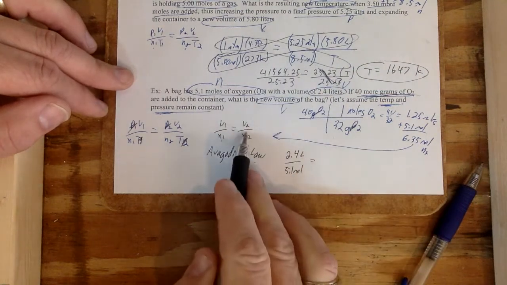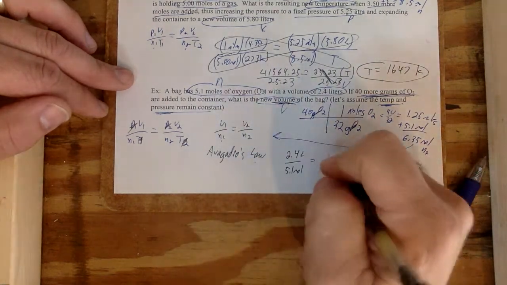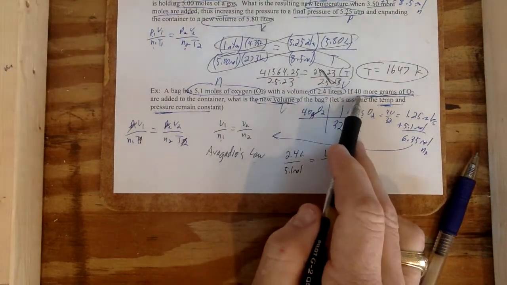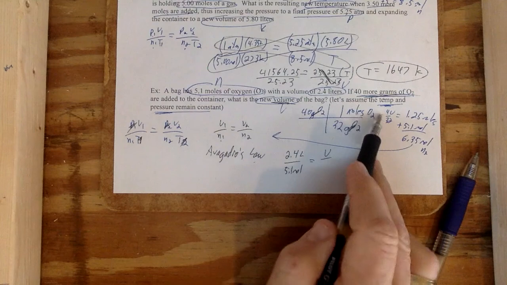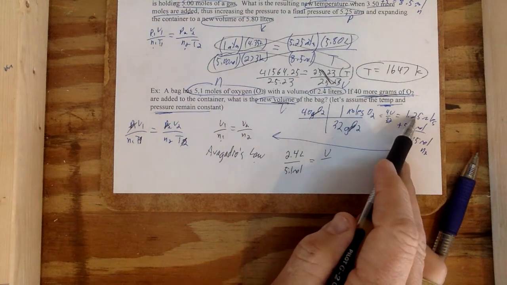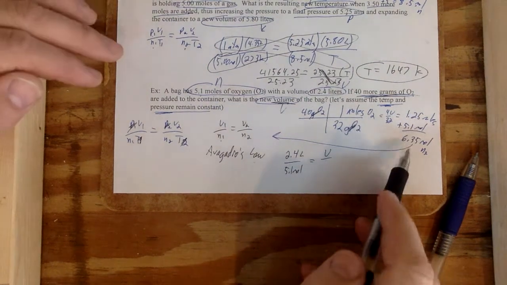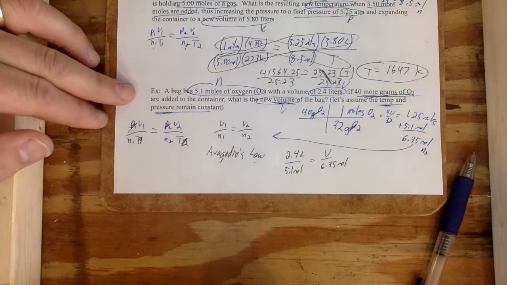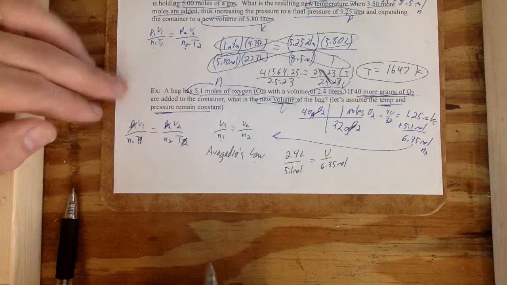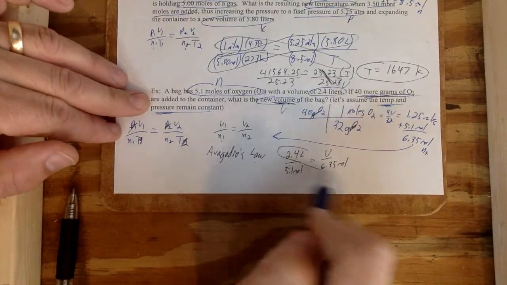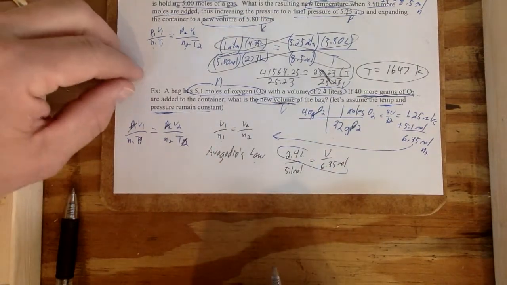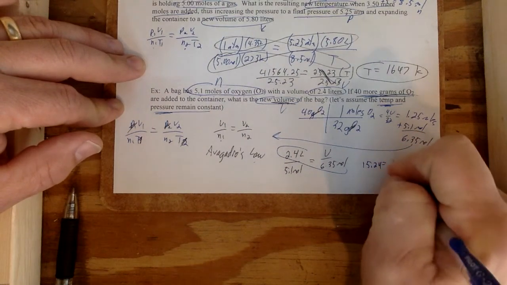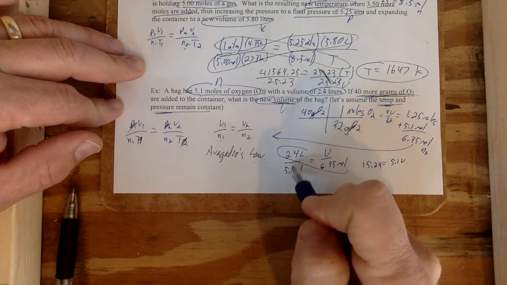Our second volume, we don't know. That's what they're asking. What is the volume? That's V. And our second number of moles, we got the 40 grams. We converted grams into moles, and then we added that to the original number of moles. So that gave us a 6.35 moles, so that gets plugged in here. So now how would we solve? That's right, we're going to cross multiply. 2.4 times 6.35, when we times that, that's going to give us 15.24 equals 5.1 V because we cross multiply those.